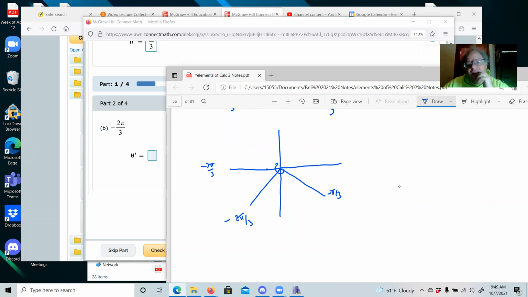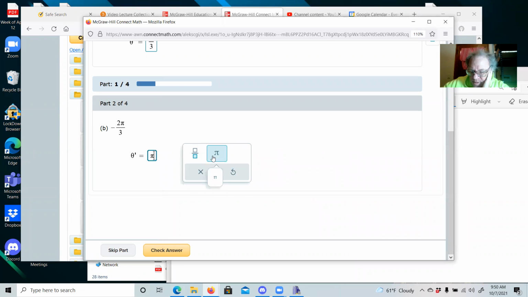Okay, so negative 2 pi over 3, that's here. How much more do I need to get to this? Or if I flip it to the first quadrant, what's this angle going to be over here? This is pi over 3, right? Opposite angles. So this guy here, this is pi over 3. All right, so that's my reference angle.